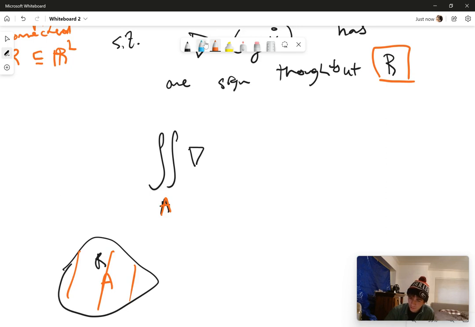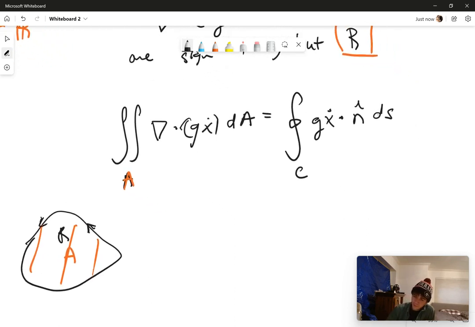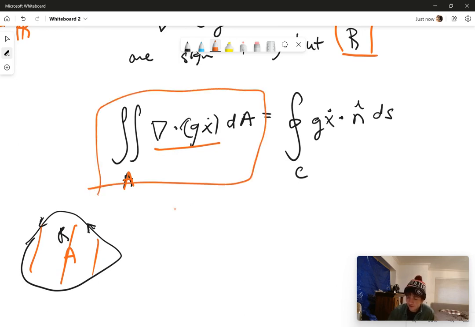Okay, and so suppose that there were a closed orbit along the boundary here, and R is totally arbitrary, so we can consider R to be the interior of any closed orbit, of the gradient dot product with g of x dot dA. This is equal to the line integral along the boundary of g of x dot with n ds. Okay, and so due to the fact that this expression has one sign, strictly either positive or negative, this left hand side here can never equal 0.